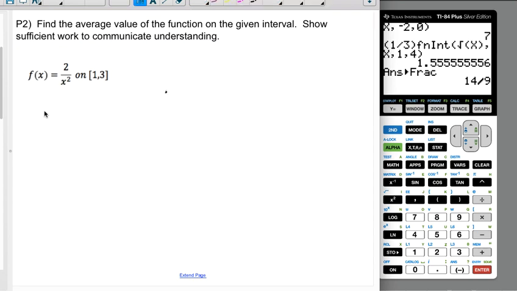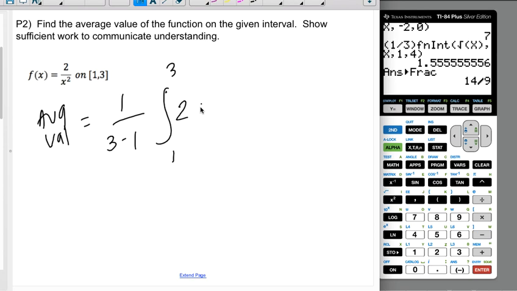All right, so my average value is going to be 1 over 3 minus 1, the integral from 1 to 3 of this. I'm going to write it as a 2x to the negative second because it's just going to make my life a little easier. When I up the power by 1, I get x to the negative first, and then I'm going to divide by that -1, so I get a -2x to the negative first. So I get that this is a 1/2, and then a -2x to the negative first, which I'm going to write as a -2 over x from 1 to 3.